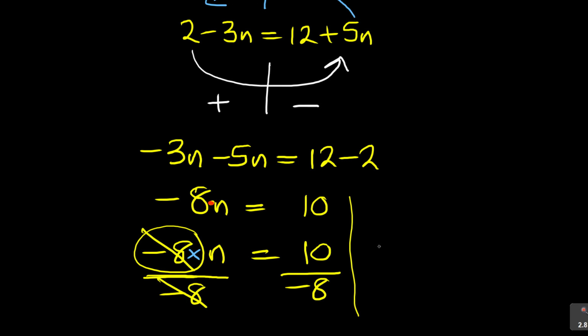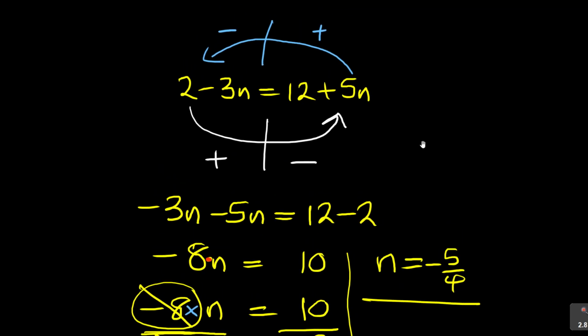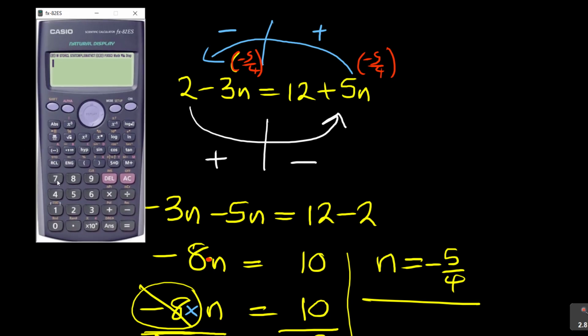Then from here, we can say n is equal to, then you take a calculator, 10 over negative 8, it will give you negative 5 over 4. Alright, you can test this again. Remember, come here where there is n, you put what? Negative 5 over 4 on the left hand side, negative 5 over 4 on the right hand side. It must always balance.